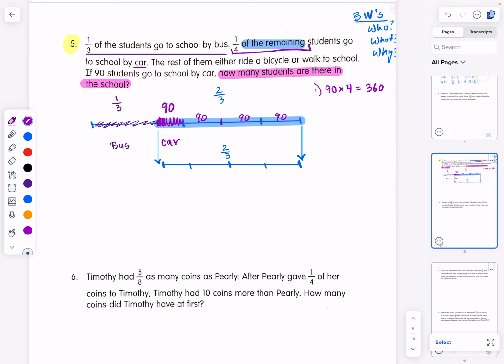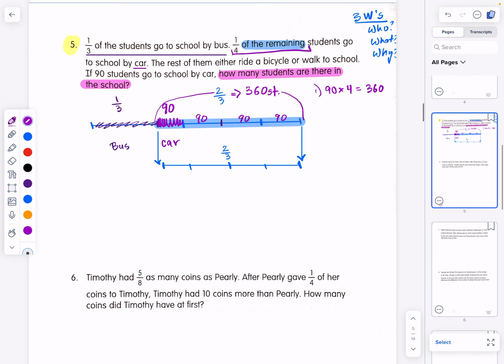That is the 2/3, 360 students. This is that portion. Remember? That's that portion, 360 students. Now, if 2/3 are 360, let's write it down. So we can say 2/3 of the students is 360 kids. Therefore, 1/3 of the students is 180 kids. That means this section, the bus riders, is 180.